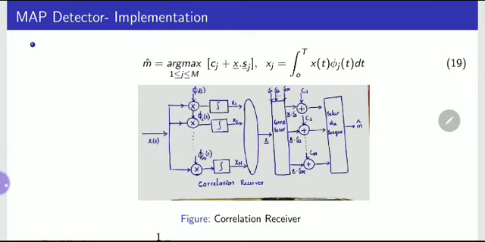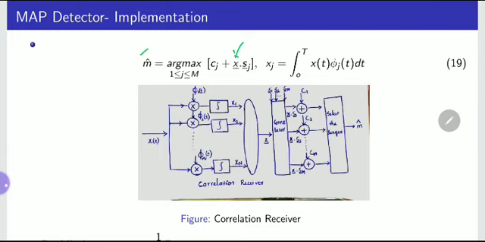Now, MAP detector implementation. You'll see how it can be implemented, and the name of that receiver is called the correlation receiver. This MAP receiver maximizes Cj plus x dot Sj. So we know what x is. x is actually the message vector, or received message vector.